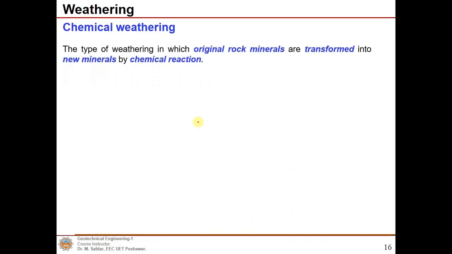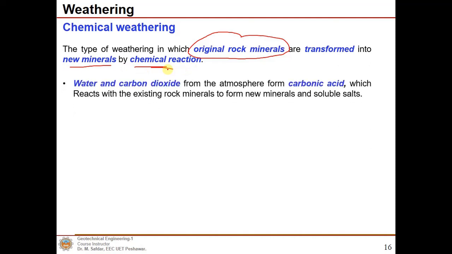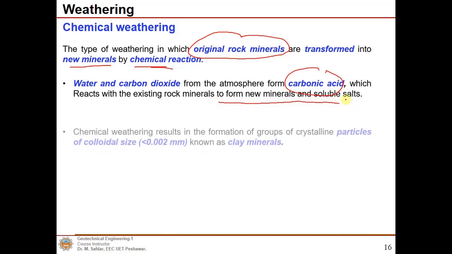In chemical weathering, the type of weathering in which original rock minerals are transformed, it's an important point, original rock minerals are transformed into new minerals by chemical reaction. Water and carbon dioxide from the atmosphere form carbonic acid, which reacts with the existing rock minerals to form new minerals and soluble salts.